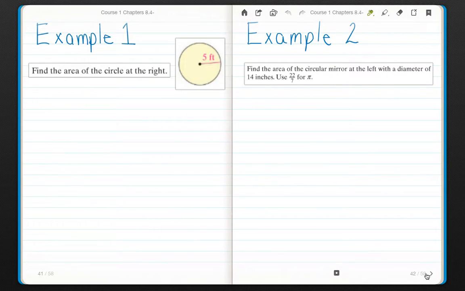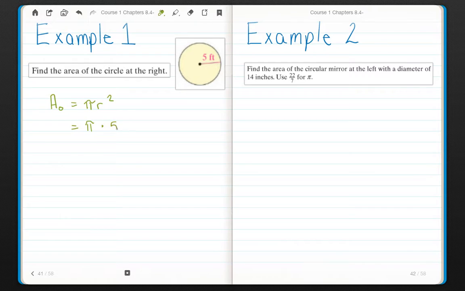So example 1, find the area of the circle at the right. We know that area of a circle equals pi r squared. I see here that the radius is 5 feet. So pi times 5 squared. Following order of operations, I'm going to do the exponent first. And the exponent is only for the radius, not for the pi. So area equals pi times 5 times 5, which is 25.